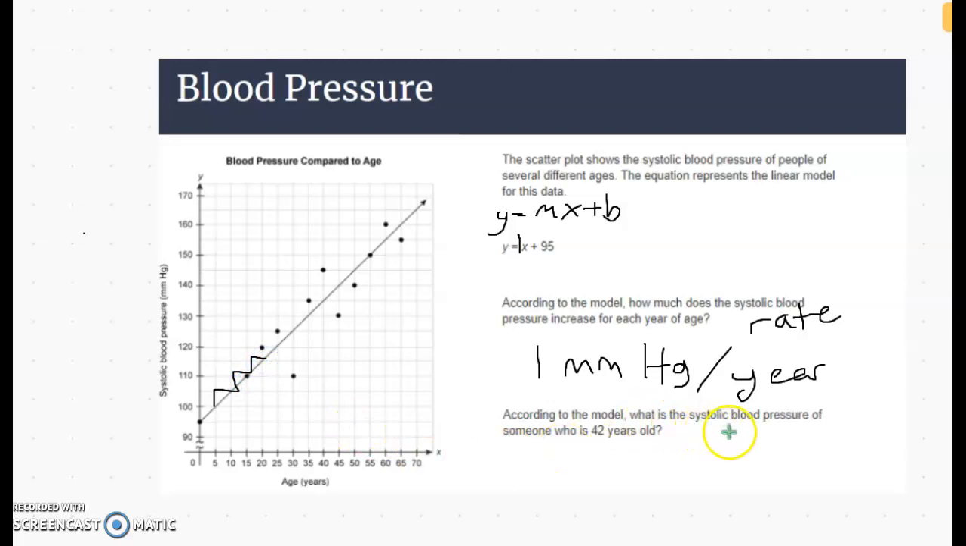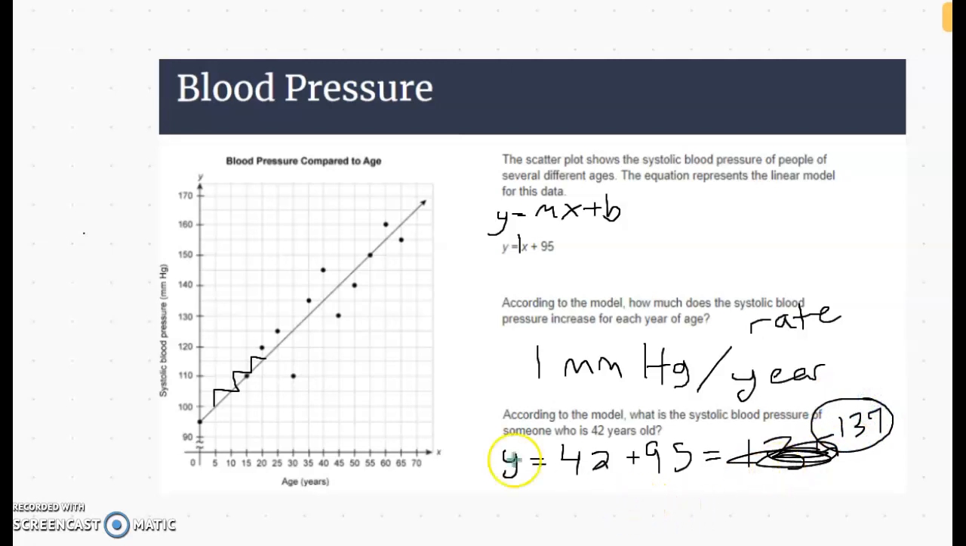According to the model, what is the systolic pressure of someone who is 42 years old? Okay, so we could kind of get an estimate by looking at the graph, but it doesn't go right at 42. So what we're going to do is put 42 in for x in the equation. y equals 42 plus 95. Notice that 42 went in for the x value. And then we get 137. There we go. So that answers that question.